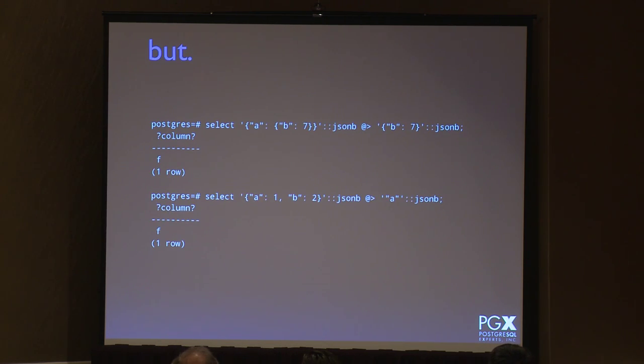But there's some unexpected results. For example, for the purposes of the containment operator, this doesn't contain B7 because it isn't at the top level there. Similarly, it doesn't work on a single key. So saying contains A is false because it's looking for the exact same JSON structure. There are other operators that achieve these results, but containment isn't it.